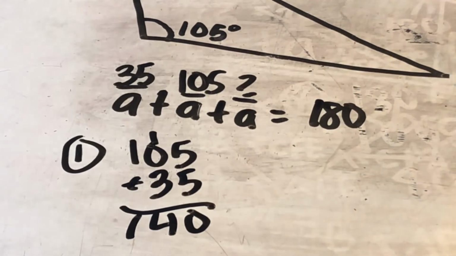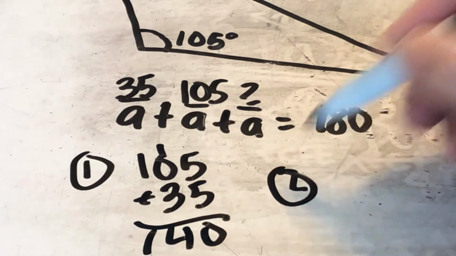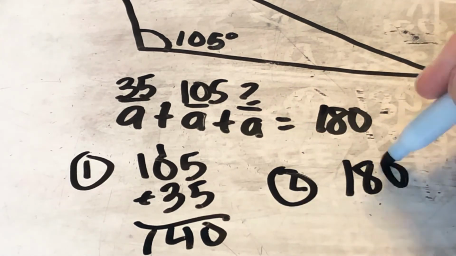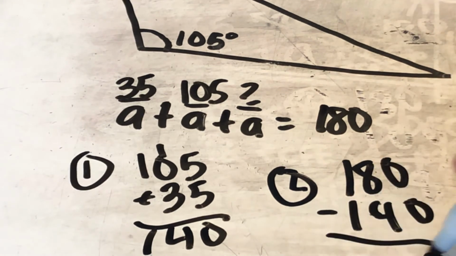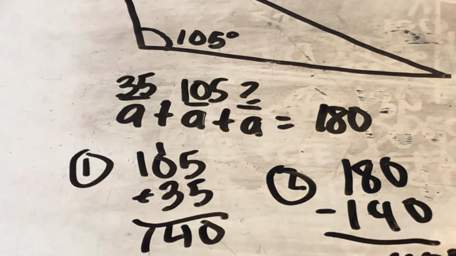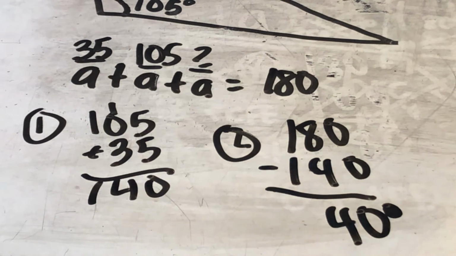I know that I have to have 180. Step 2, I'm going to take my total. I already know what it has to be. And I'm going to subtract what I already have to figure out my missing angle. And there it is. I know my missing angle is 40 degrees. Angle plus angle plus angle, always going to equal 180 degrees.